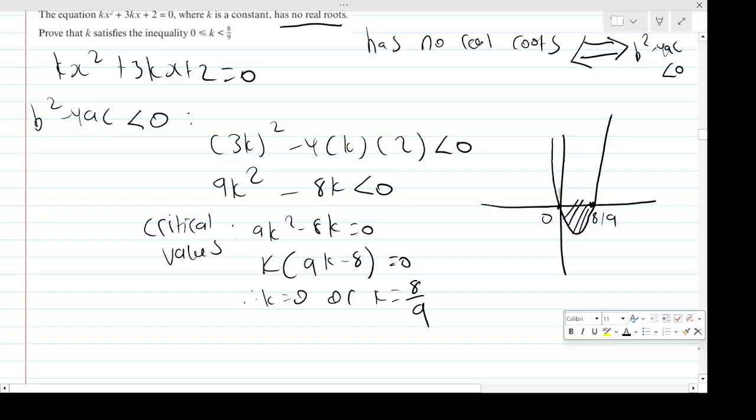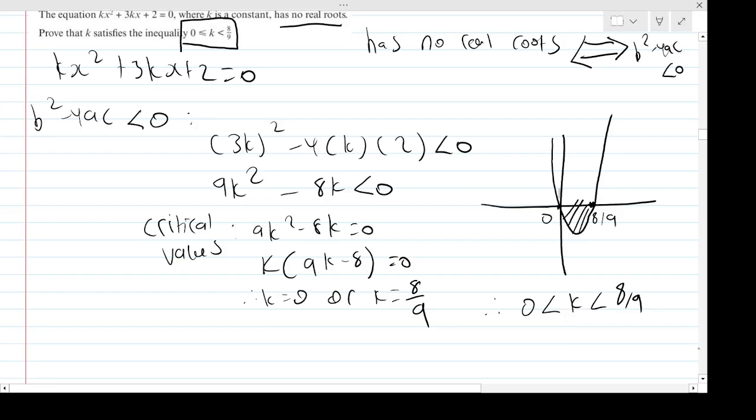So therefore, we can write our inequality as 0 < k < 8/9. K between those values indicates the region there. Okay, cool. So let's check our answer then. Okay, so this inequality, 0 less than or equal to. Right, that's why you check the question.